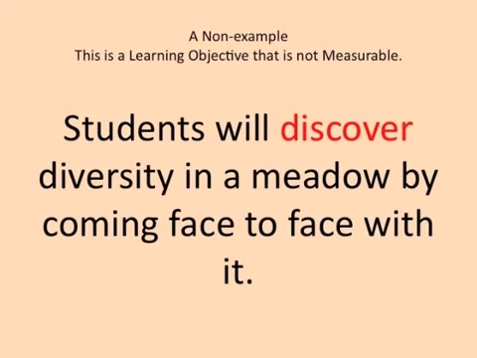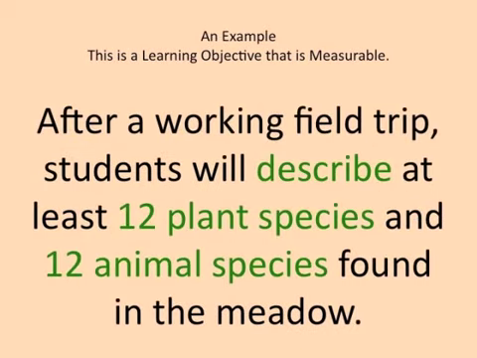This is an example of a learning objective that is not measurable. It is not clear what students are to learn as they discover what is an indeterminate number of things that exist in a meadow. Which ones are to be measured is the question. This is an example of a learning objective that is measurable. It requires students to describe 12 plant species and 12 animal species.